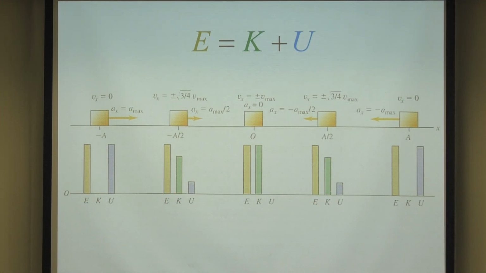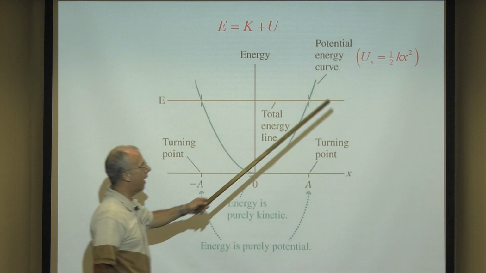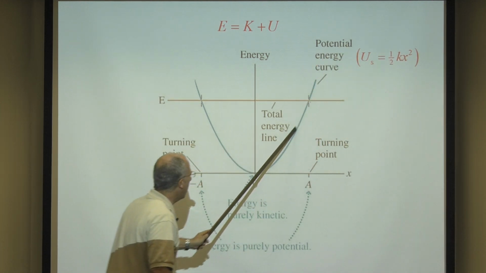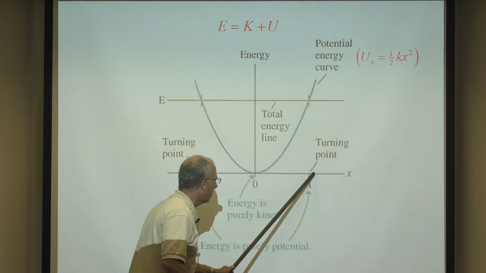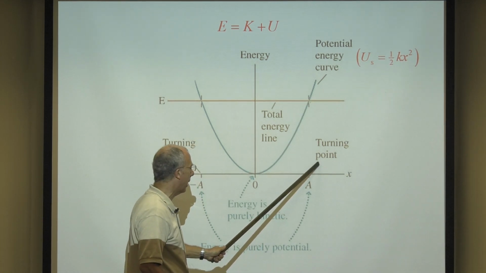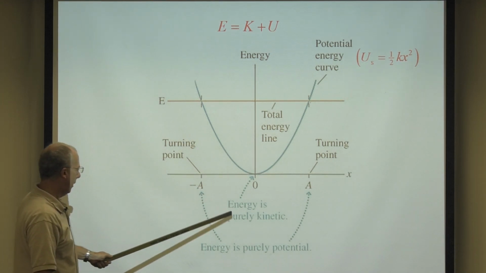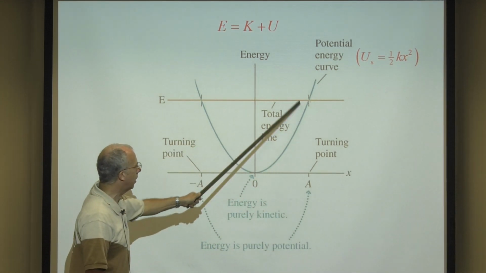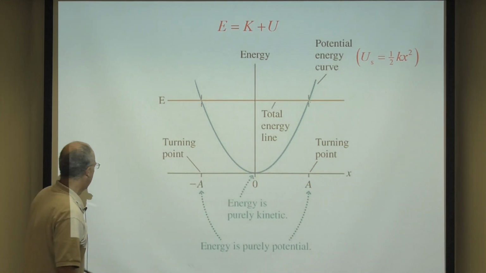Here's another way to look at it, and we've discussed this before. So we know that the potential energy due to a spring is half kx squared, which is a parabola, right? And so this is where it turns around. Turning point, remember the turning point from a long time ago at x equals a? This is the other turning point at x equals minus a. The energy is purely potential, right? Here, there's no potential, it's all kinetic.